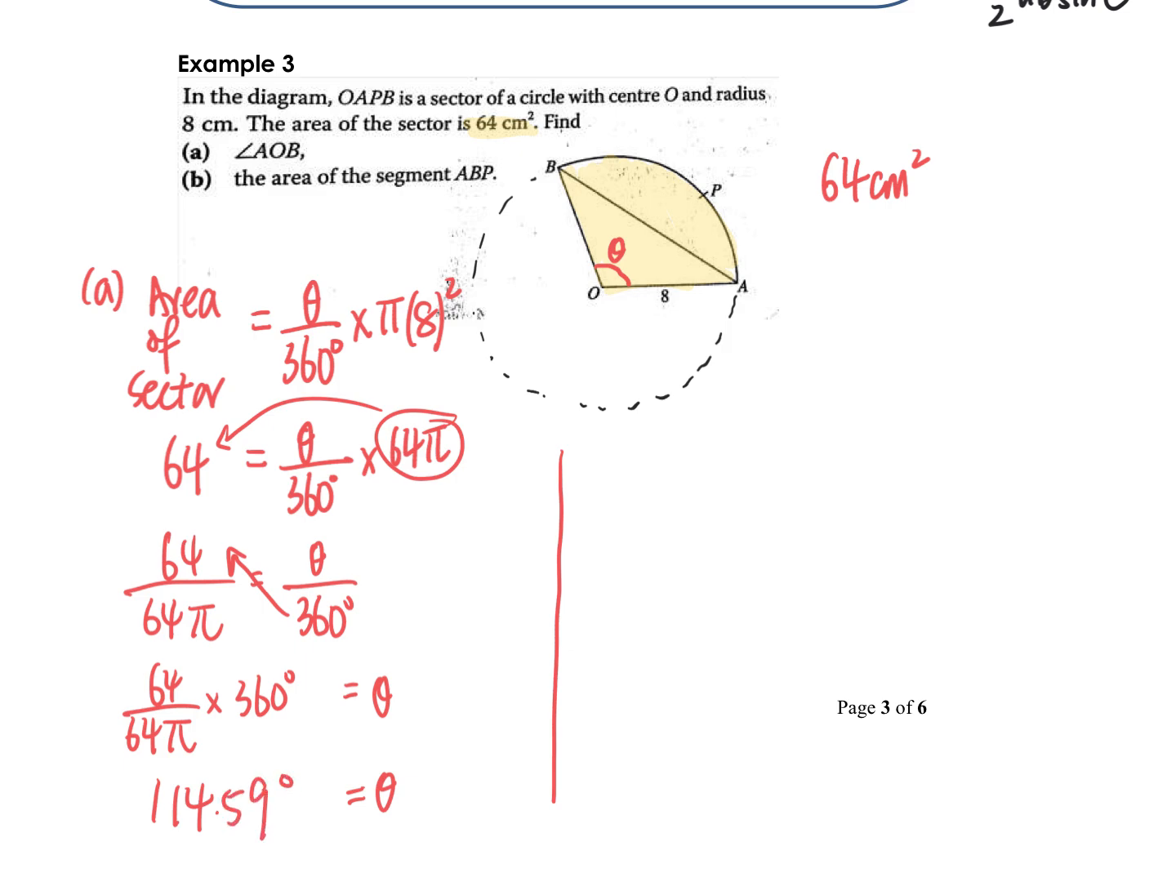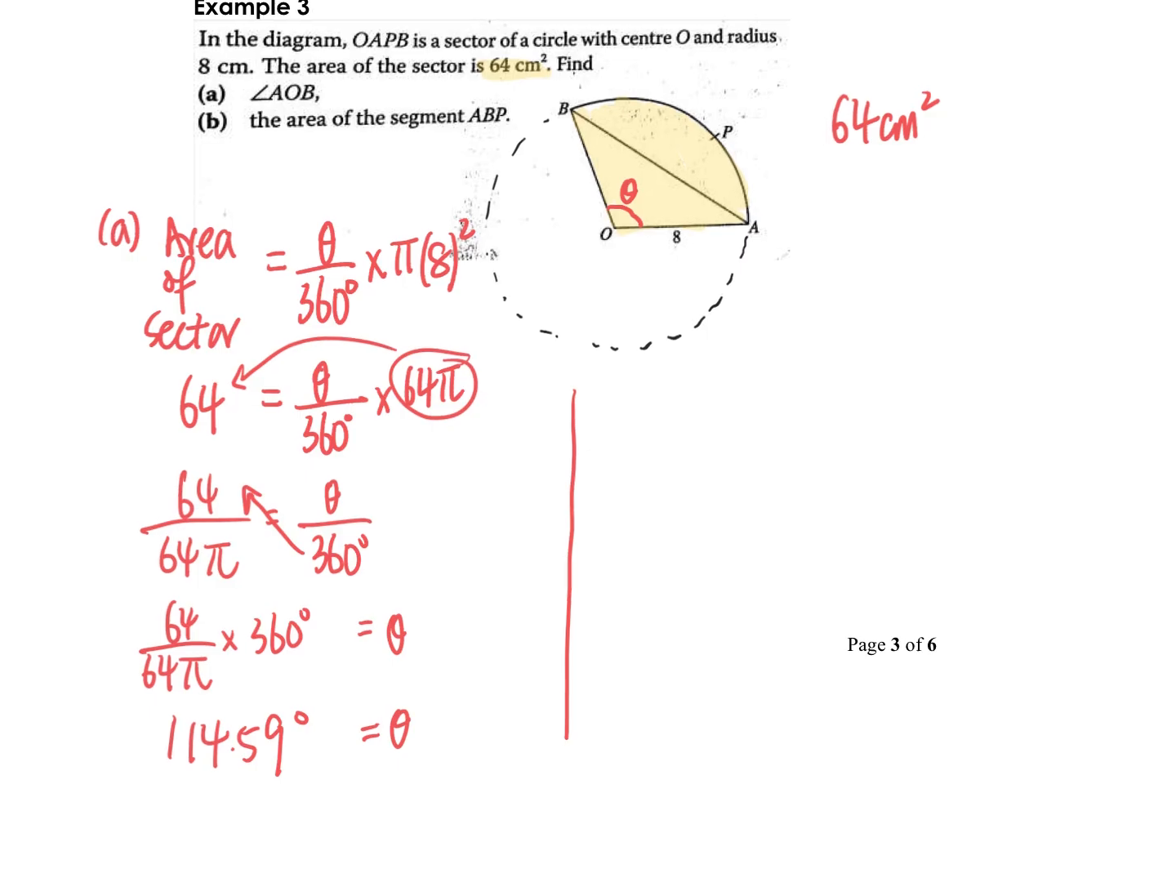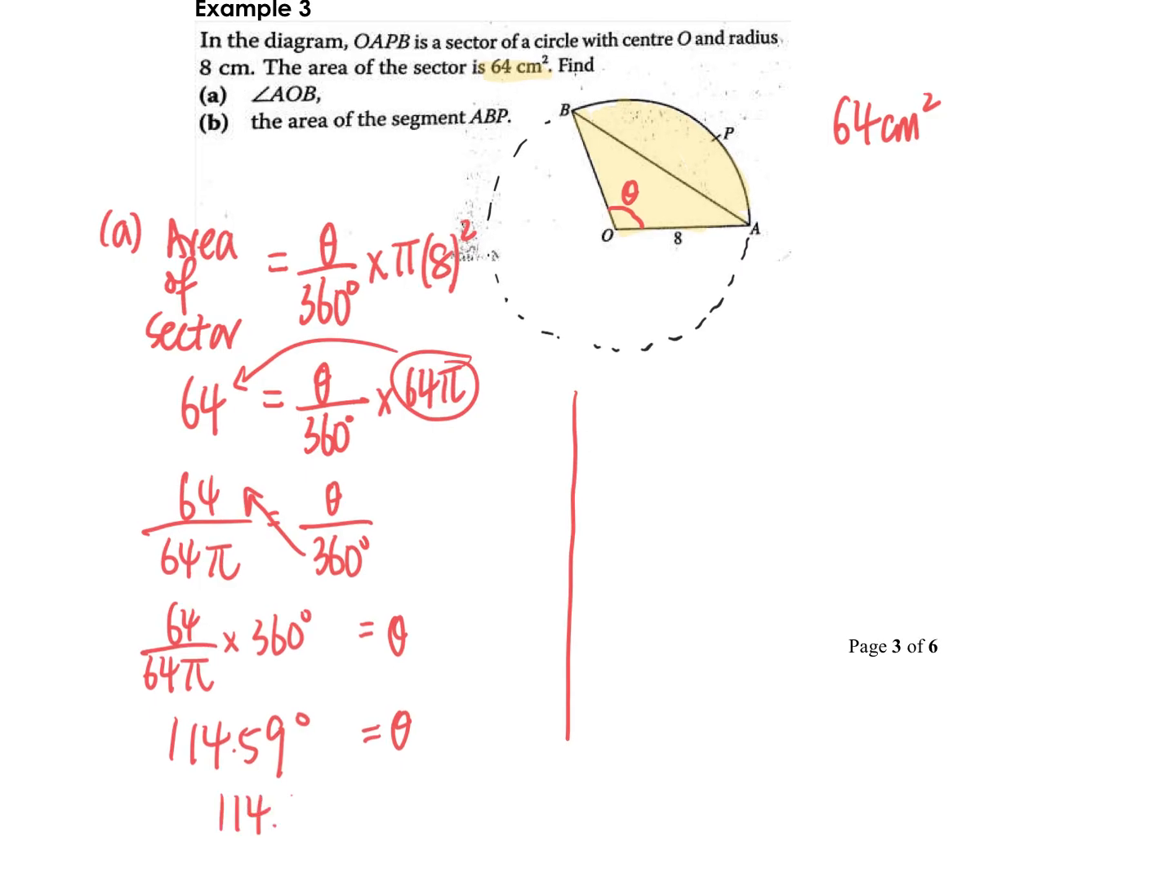So this is the angle, 114.59. Angle we always leave to 1 dp. Okay, so now that you know that this angle is 114.59, can you find this slice?